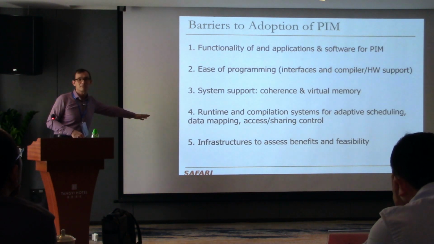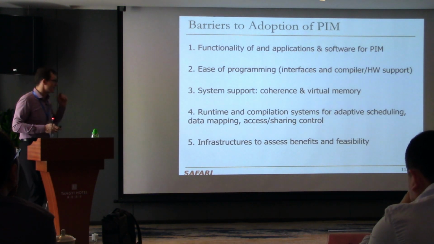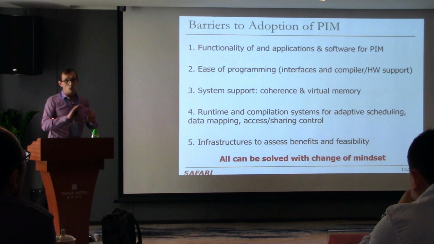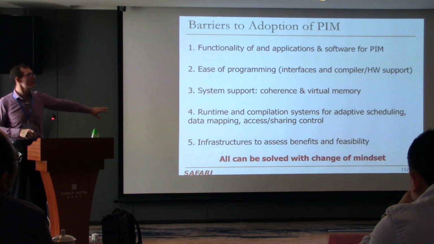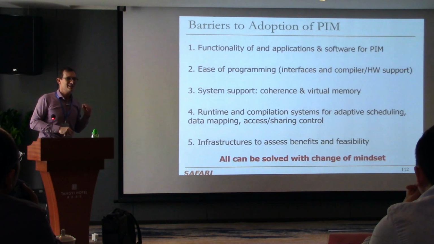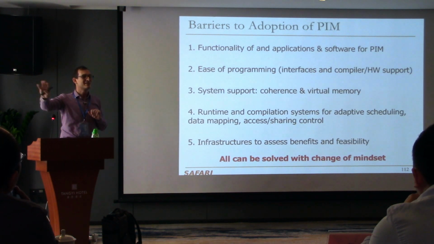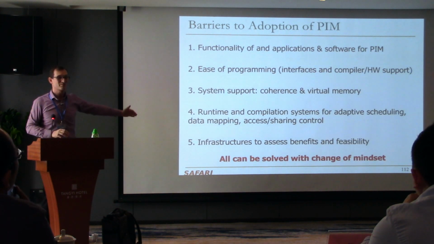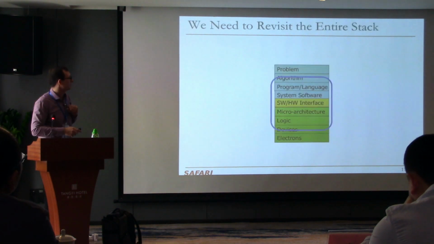And the last one is infrastructures. Basically, how do you assess the benefits and feasibility of this with real infrastructures? I believe all of these are very, very important to solve, and all can be solved with a change of mindset. I think the worst part in terms of adoption is the mindset itself. And we're going to get back to this basically. If you change the mindset saying that, okay, this technology is very promising, I'm going to enable it, then you actually go and solve all of these problems. And we've done it in the past. I'm going to give you examples at the very end of the talk.